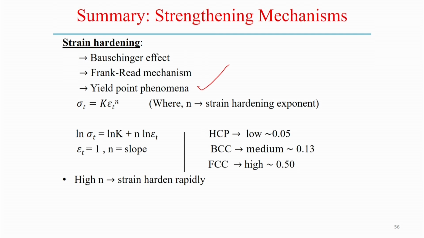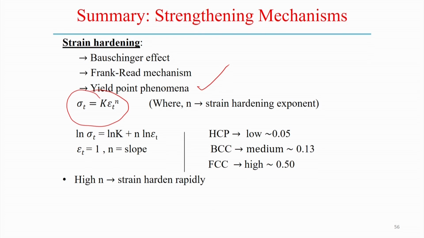But in general, in continuum mechanics we represent stress versus strain with Hollomon-type equations: sigma_t equal to some constant K times strain to the power n. This is the basic law, but the constants K and n depend on the type of material, where n is called the strain hardening exponent. And on a logarithmic scale, we can represent it as log sigma_t equal to log K plus n times log epsilon.